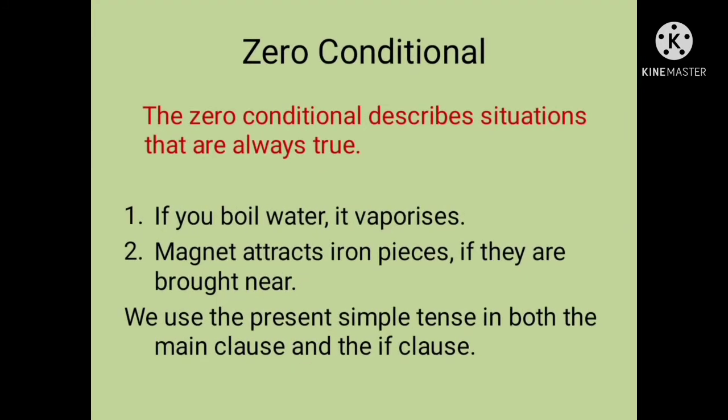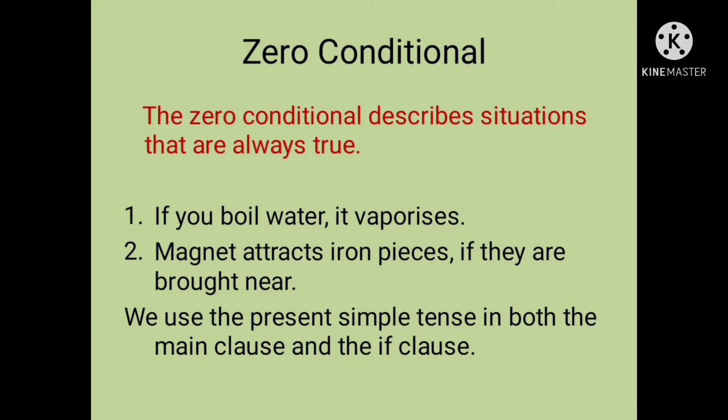Now there are four types of conditional clauses, and let's start with zero conditional. So why is it called zero conditional? Zero conditional clauses describe situations that are always true and factual. They are usually used to express scientific ideas. Example: if you boil water, it vaporizes. A magnet attracts iron pieces if they are brought near.